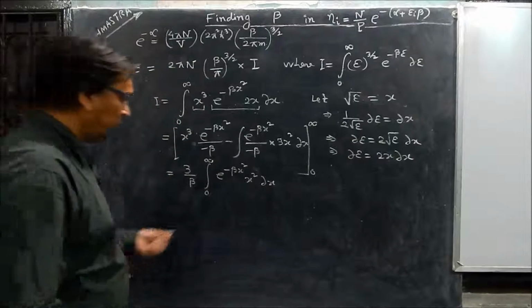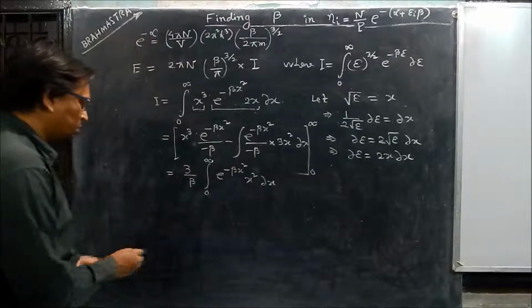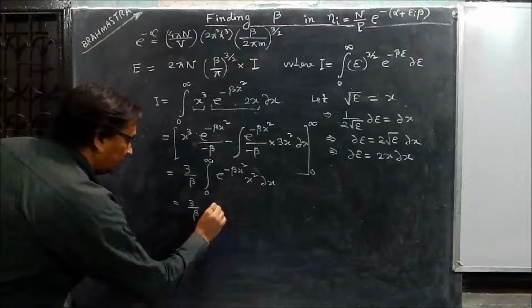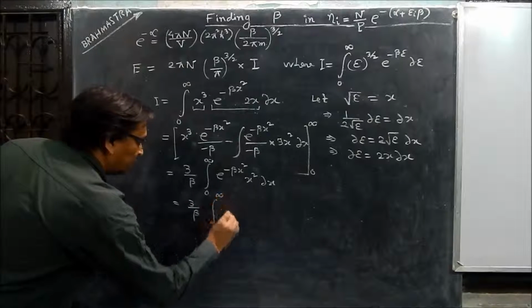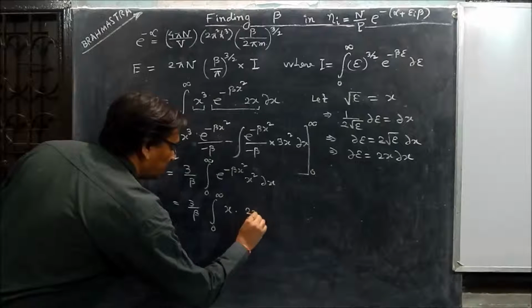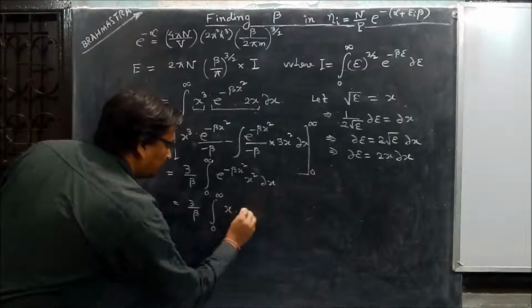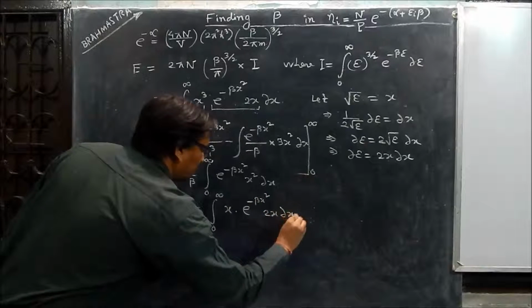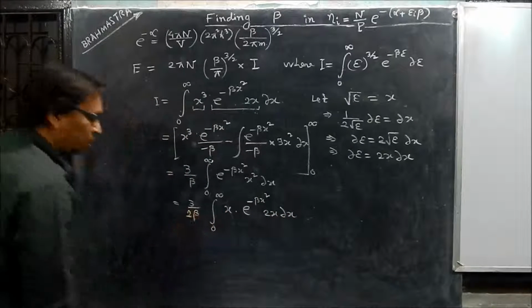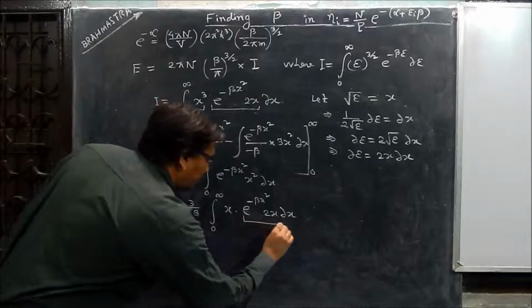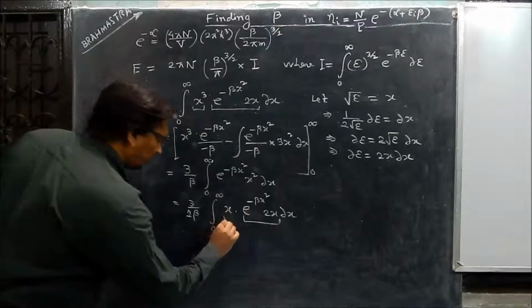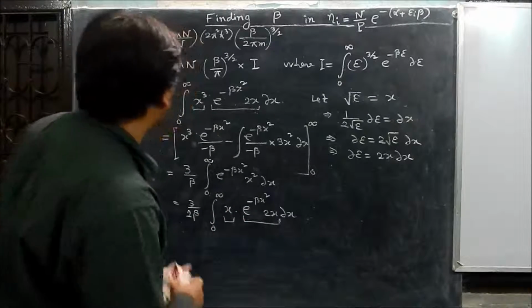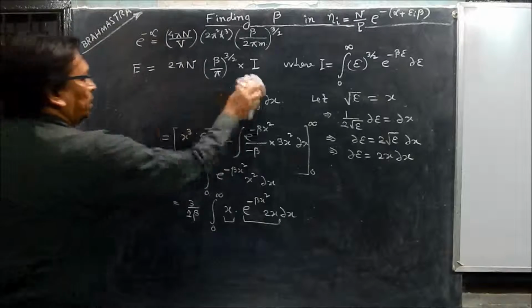Now whatever we have to do, we have to take one x outside. So let us do it like this: 3 by beta, and consider it as x and 1 is 2x, so we have to give 1 by 2 here. So e to the power minus beta x square into 2x del x: this will be the second function and x will be the first function. So again we can integrate by parts. I'm erasing just this part.